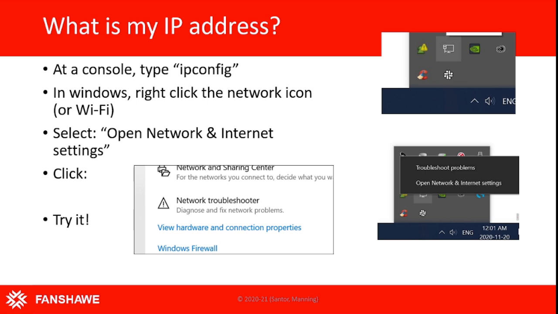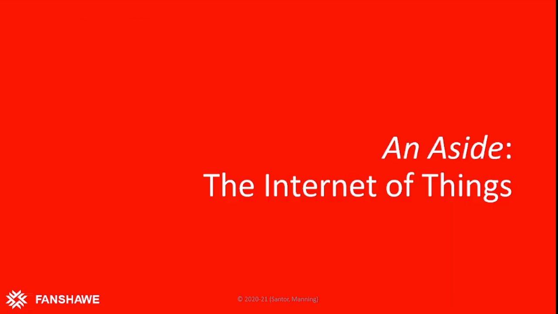So how will you know your IP address on your system? All you need to do is go to your command prompt. On your console, type the command ipconfig, and it will show you the IP address on your computer. There's another option here in Windows: right click on your network icon and select Open Network and Internet Settings, and you can see the information about your IP. There is one term that is being used nowadays. It's called the Internet of Things.